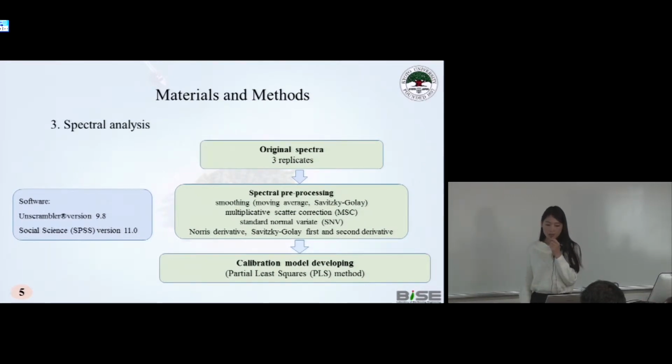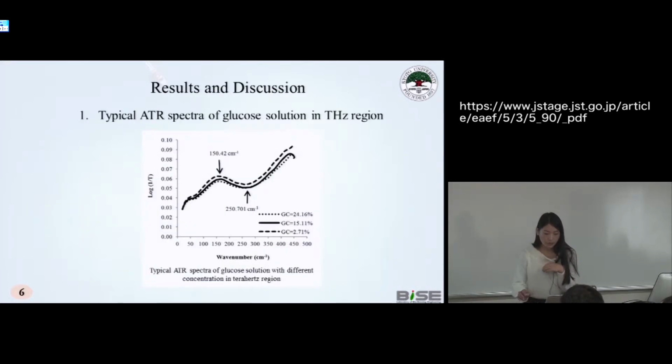3, spectral analysis. The spectral data were analyzed by Unscrambler software and social science software. The original spectrum was the average of 3 replicates, and then pre-processed by the following methods, and then the calibration model was developed by the partial least squares regression method, PLS regression method for short. About the results and discussion.